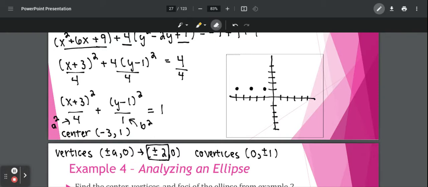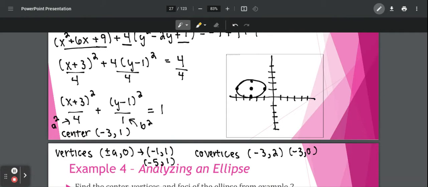So I'm going to take this off here. And so your vertices, if your center's at negative 3, 1, we have to add 2 to that, so we'd be at negative 1, 1. We'd have to subtract 2, so we'd be at negative 5, 1. And same thing, our co-vertices, we're going to have to add and subtract 1 to the y-coordinate of the center. So our co-vertices will be at negative 3, 2, and negative 3, 0. So our co-vertices would be up here and down here, and then your ellipse would look like that.